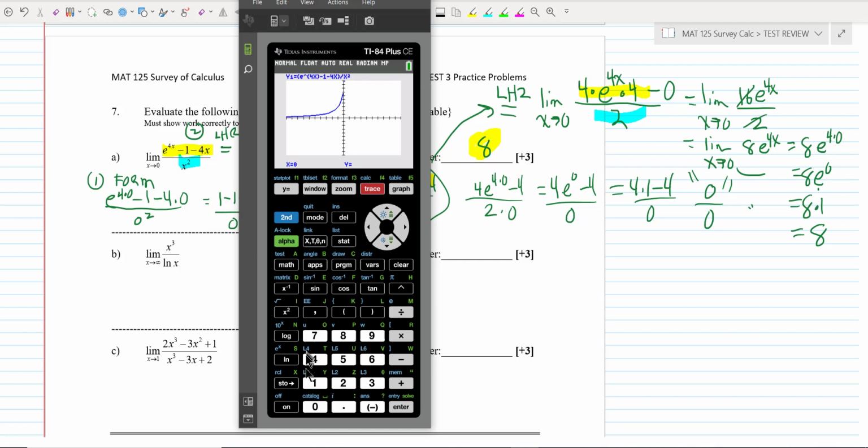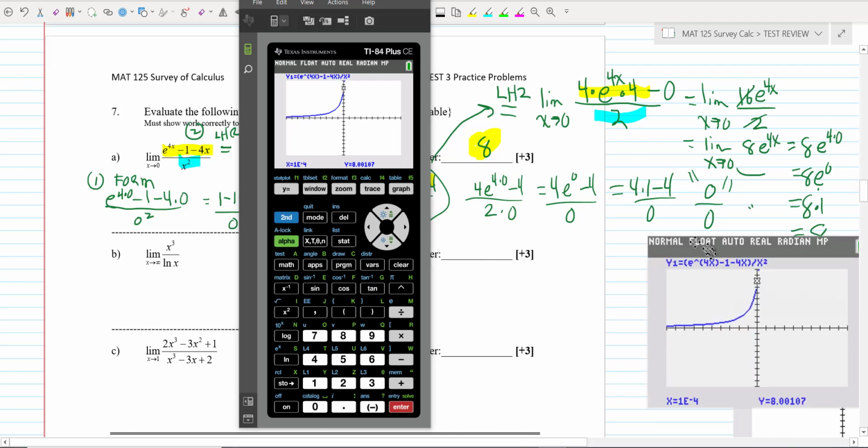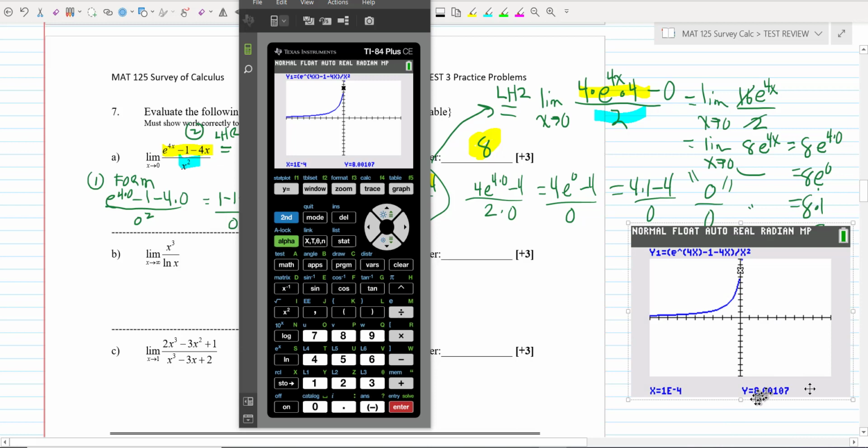If I trace at 0 on this, well, I'm undefined. This function's undefined at 0 because you have a 0 denominator. So if you pick a number close to 0 and trace, instead of 0, I'll put 0.0001. We should be close to 8. And we are. See, that's 8.00107. So if you look at that, this pretty well verifies graphically it's right.